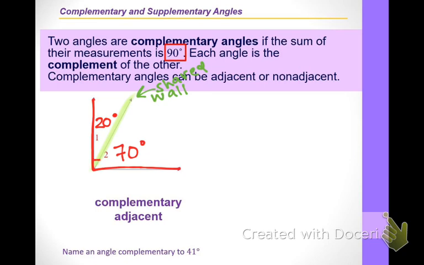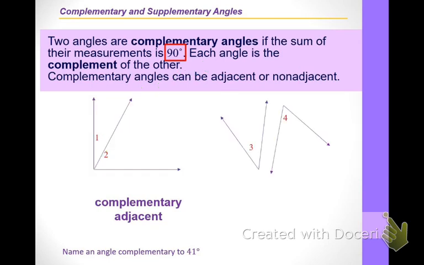Okay. So you could have adjacent and complementary, or you could have what we call non-adjacent. But they could still be complementary because all the complementary means is that they add up to 90 degrees. So you want to write that the second set, they're complementary but they're non-adjacent. So one of the angles could be 40. What would the other angle be? 50. Okay, they're still complementary even though they don't share a wall, because they add up to 90 degrees.